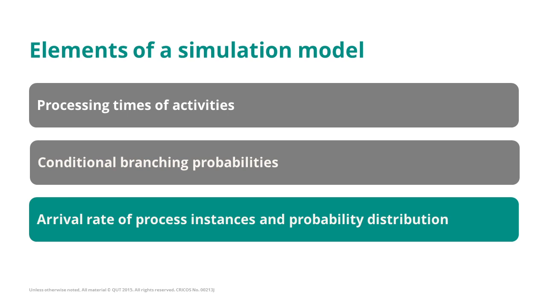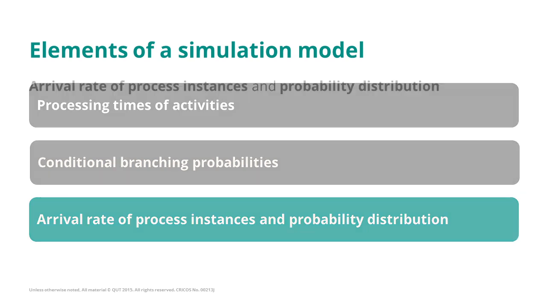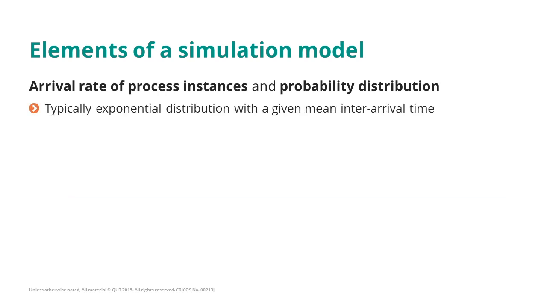It is not that instances are created exactly every 30 minutes, but sometimes it takes less time between two consecutive instances. Sometimes it takes more time. Therefore, we will model that typically using a probability distribution, again, in the same way that we did to define the processing time of activities. The most typical distribution for modeling the arrival rate of process instances is the exponential distribution, which we have seen before, with a certain mean inter-arrival time between two process instances.